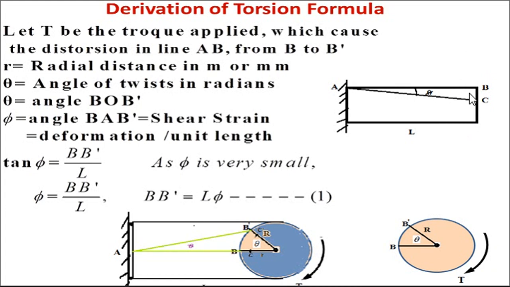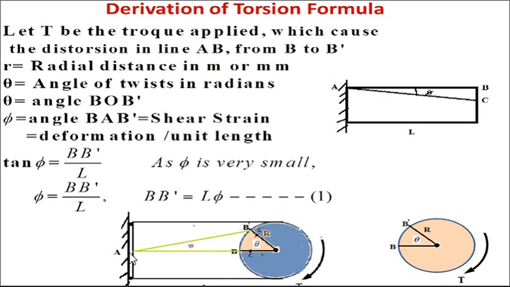Whenever we show a figure like this, it means the torque will rotate this end like this, but due to the fixity it will try to avoid the rotation. Means here there will be an anti-clockwise torque at the end, and here there will be a clockwise torque. Due to that there will be twisting in the cross section. Now see, let T be the torque applied which causes the distortion in line EB. Initially this line EB will be straight. Distortion means what? Now this B will change to B dash, or B will change to C here. Now this AB will take a new position, that is EC.